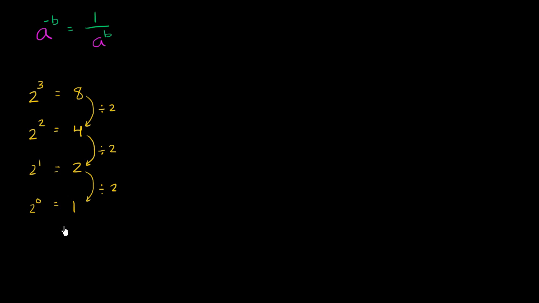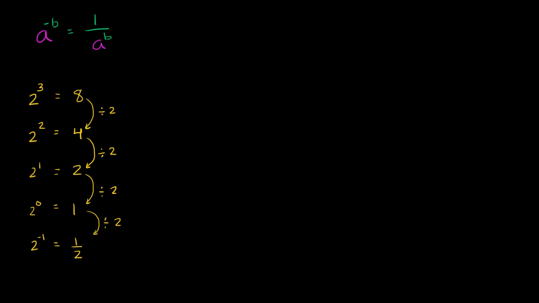But let's keep going. What should 2 to the negative 1 power be if we want to be consistent about continuing to divide by 2? Well, we divide by 2 again. And so this is going to be equal to 1/2. Notice, 2 to the negative 1 is 1/2. 2 to the 1 is equal to 2. This is equal to the reciprocal of this.